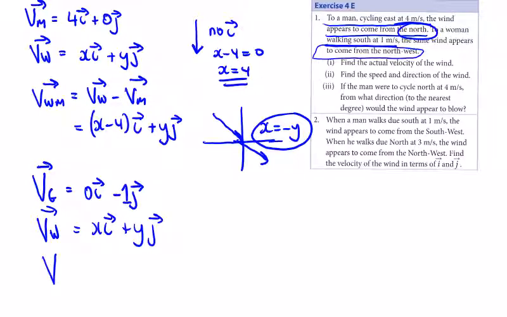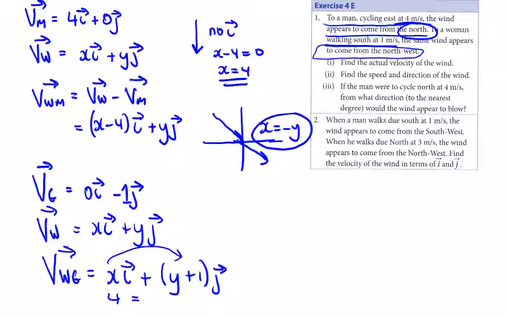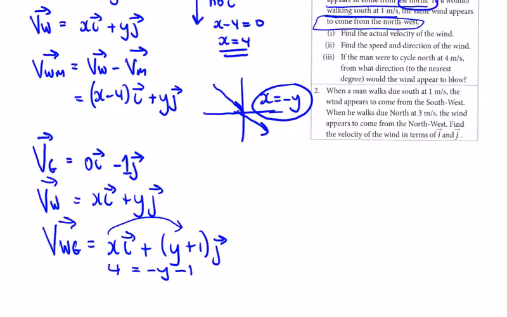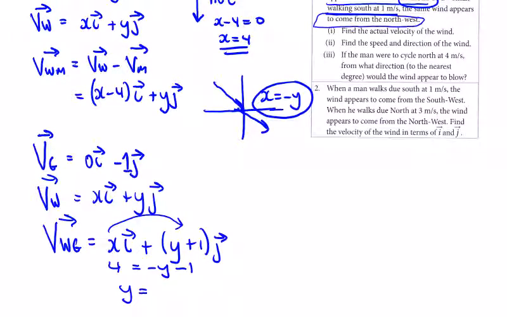And the velocity of the wind relative to the girl is equal to x in the i direction, or x minus 0, plus y minus 1, so y plus 1 in the j direction. And x is equal to 4. If x is equal to minus y, just double check, coming from the northwest, yeah. So 4 is equal to minus y minus 1, which gives y a value of minus 5. So the velocity of the wind is xi plus yj. We got 4 for x, so 4i minus 5j.